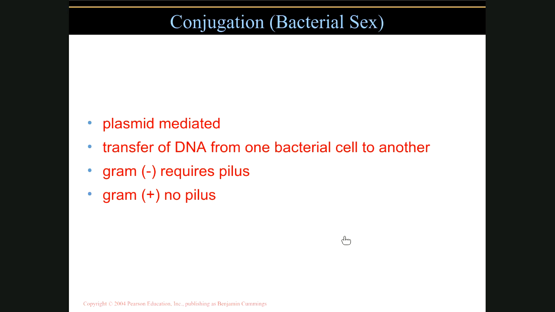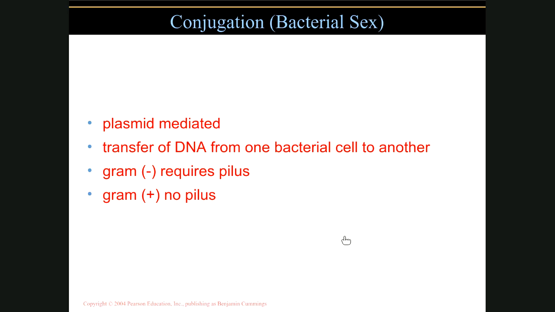Now, conjugation is another type of horizontal gene transfer. It's sort of pseudo-sexual reproduction in bacteria. As we're going to see, two cells will actually get together. They're going to hook up. And a copy of DNA is going to be transferred from one of those cells to the other one. So it is possible for bacteria to acquire genes directly from another cell.